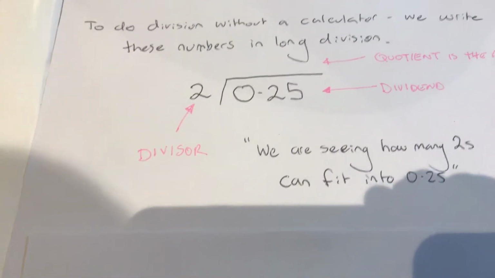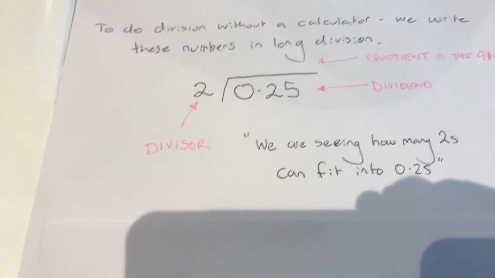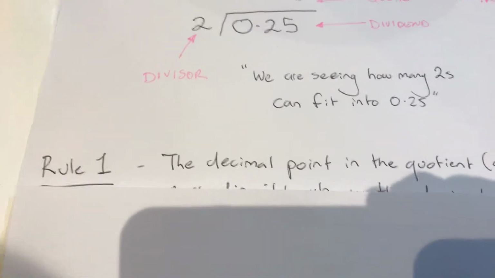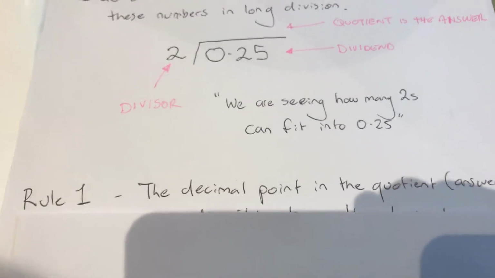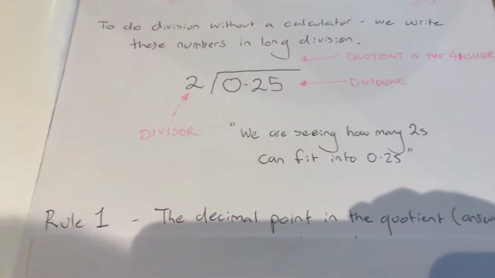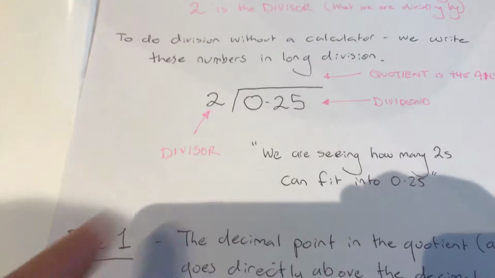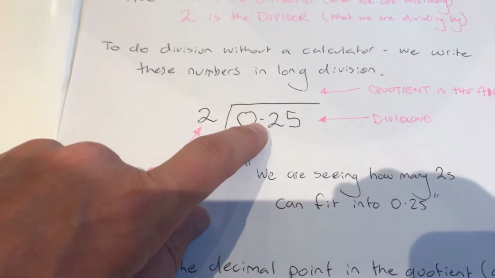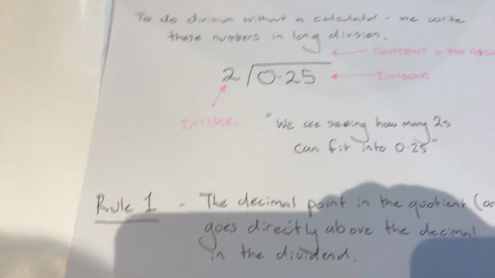To do this, there's a couple of rules we have to follow, and this video just looks at one of these rules for now. Rule number 1, you write this in your summary book: the decimal point in the quotient, or the answer, which goes up here, goes directly above the decimal in the dividend. So there's my decimal in the dividend. When I write my answer, the decimal has to go directly above it. So make sure you write that in your summary book. Now I'm just going to go over 2 examples here.